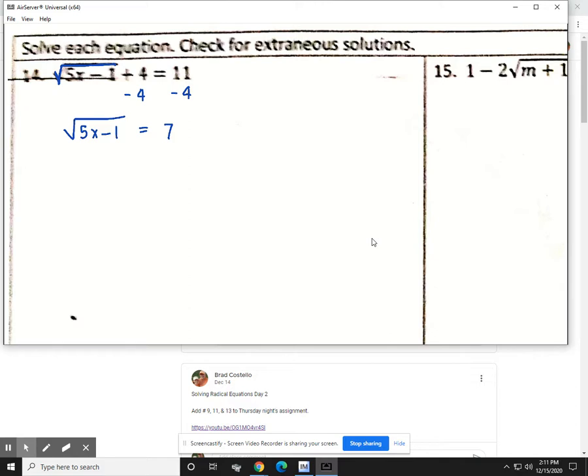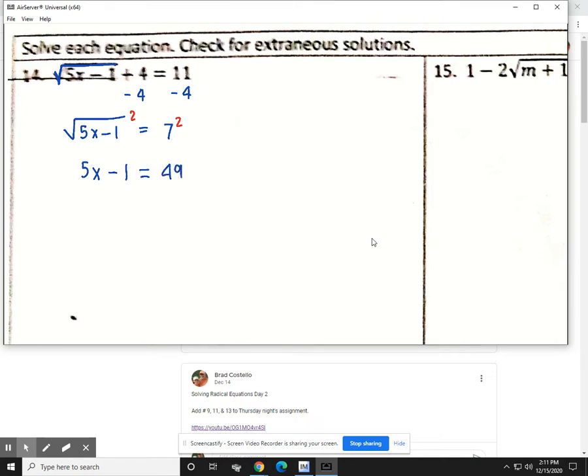So once I've gotten that isolated, my next job is to get rid of that radical. Since the root is 2, square root of 5x minus 1, I want to square both sides in order to get rid of that radical. So on the left side, the radical and that square cancel. So 5x minus 1 drops straight down. And then 7 squared equals 49.